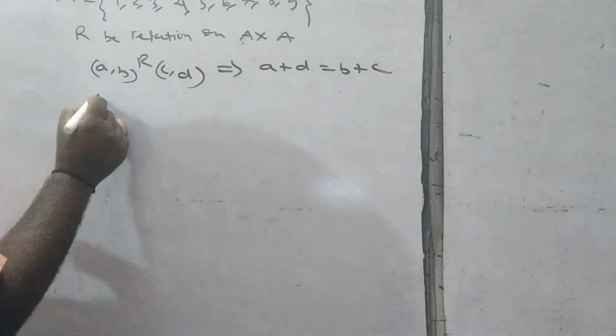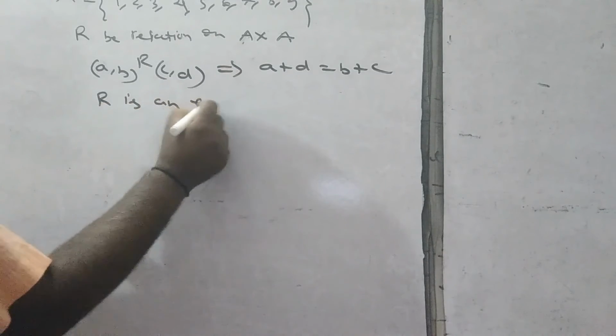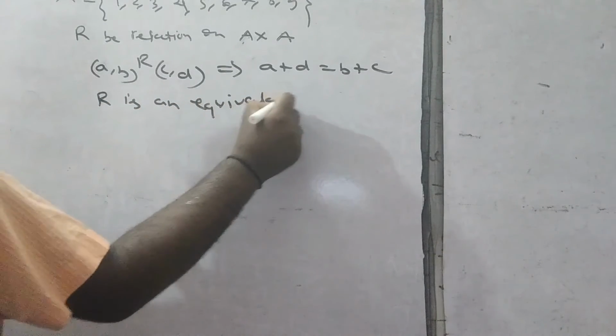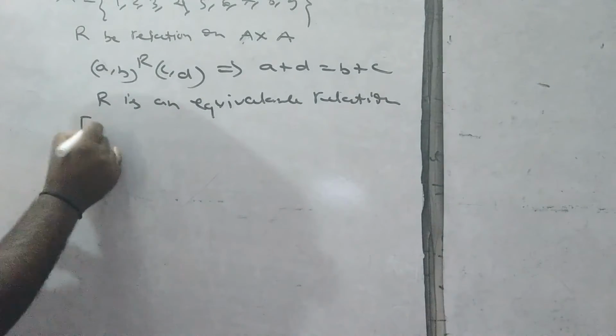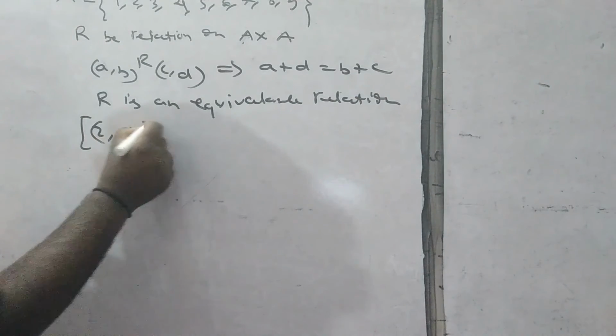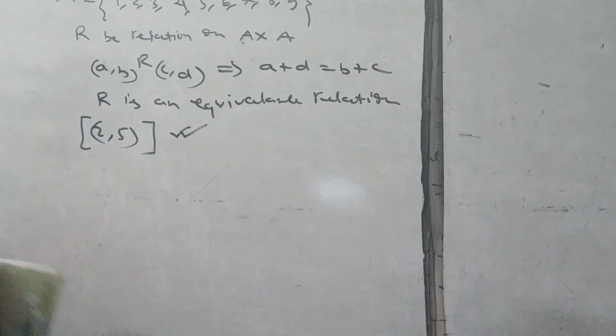We have to prove that R is an equivalence relation, and we have to find the equivalence class of (2, 5). This is a very famous question and also asked in the board exam.